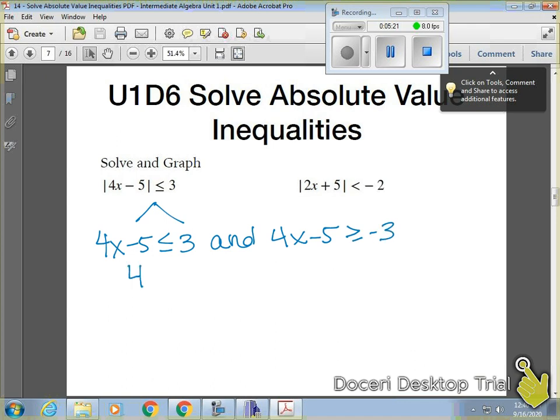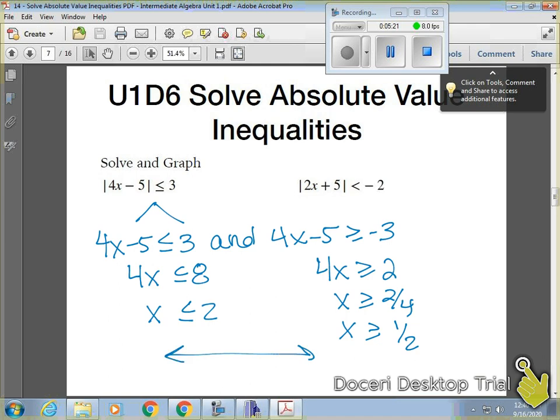Adding 5 to both sides, I get 4x is less than or equal to 8, so x is less than or equal to 2. On the other side, I get 4x is greater than or equal to 2, so x is greater than or equal to 2/4, which is 1/2.